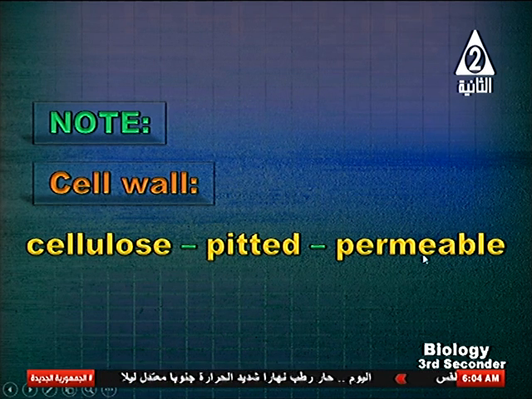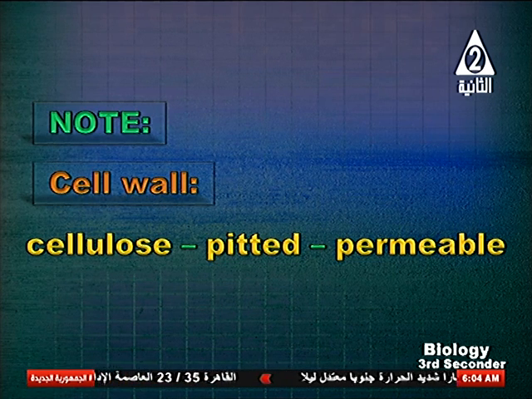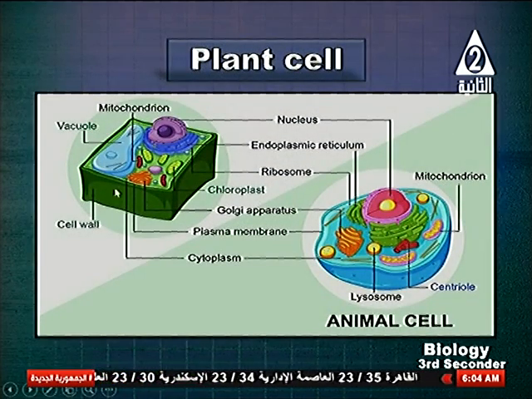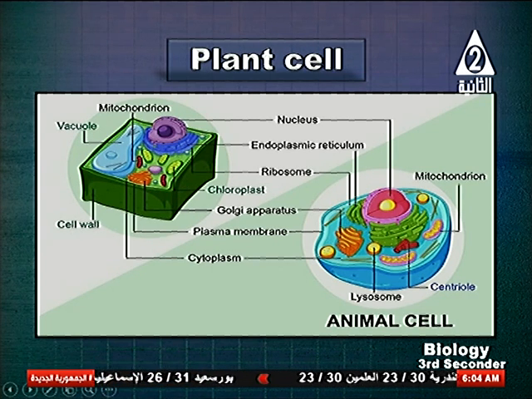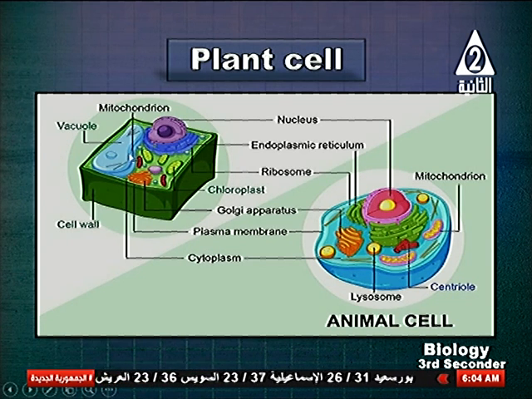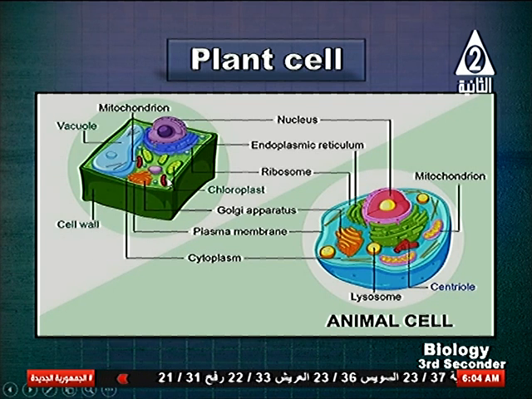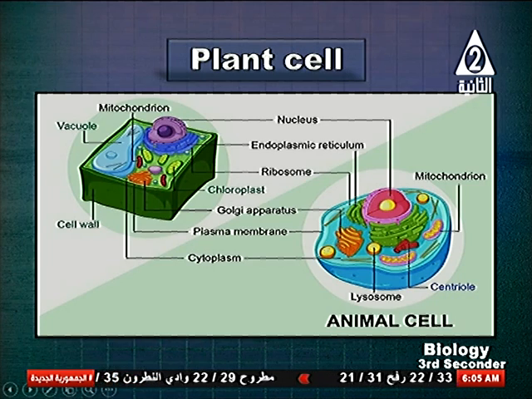What's the meaning of permeable? Permeable means allowing the passage of water and the dissolved substances. So again, the plant cell is characterized from an animal cell by having a cell wall, large vacuole and chloroplast. To do the photosynthesis process, chloroplast; vacuole, to maintain water balance; cell wall, to protect the plant cell, provide structural support to the plant cell, and give it its definite or fixed shape.